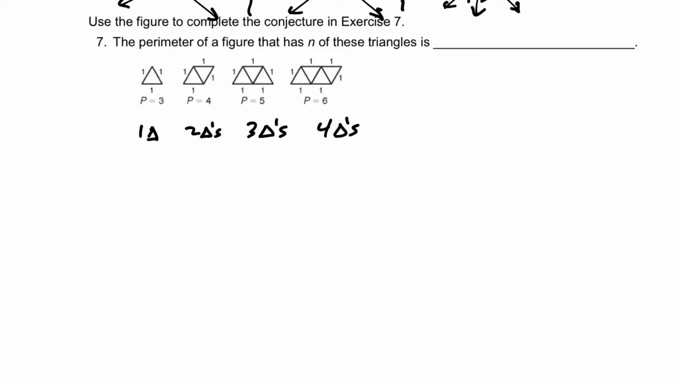Well, that will make our conjecture n plus 2. Again, the reason we have that is n represents the number of the small triangles. If we add 2 to that, it'll tell us our perimeter. Okay, so to wrap up number 7, again, one last time, you just take the number of triangles and add 2, and that will tell you the perimeter. Now let's flip to the next page.